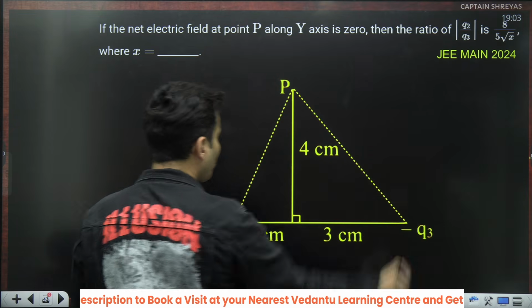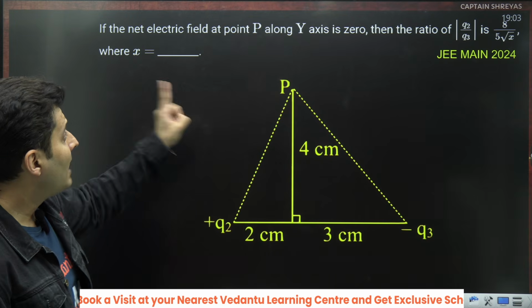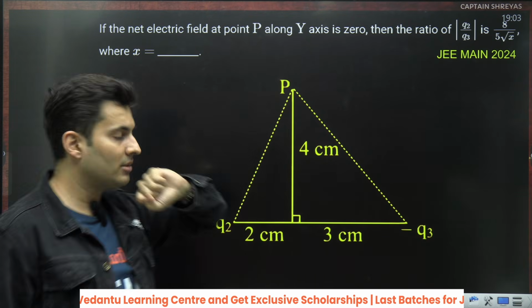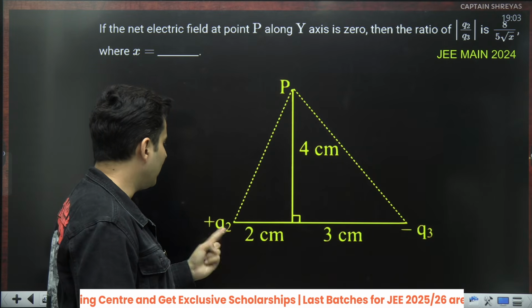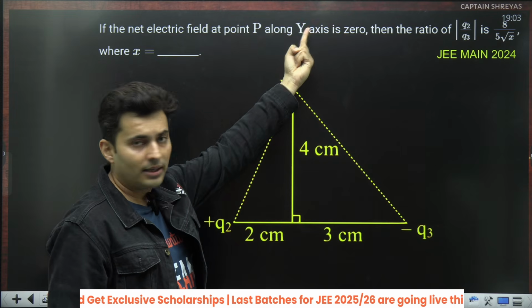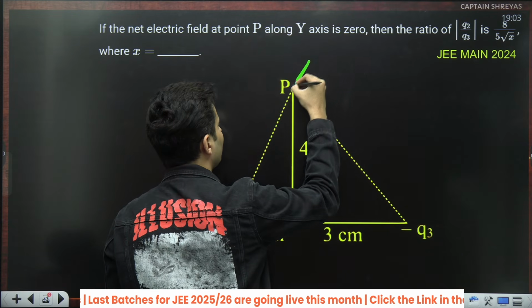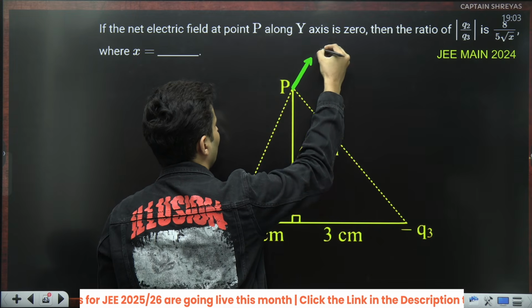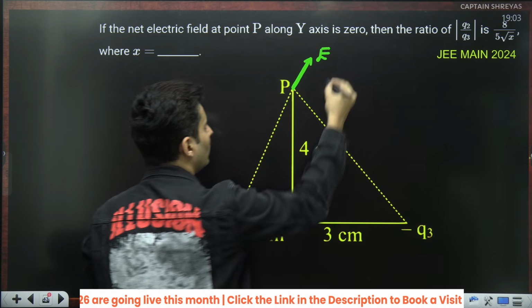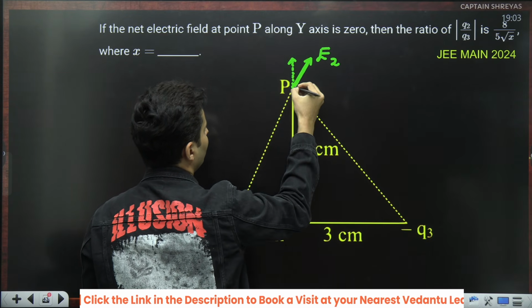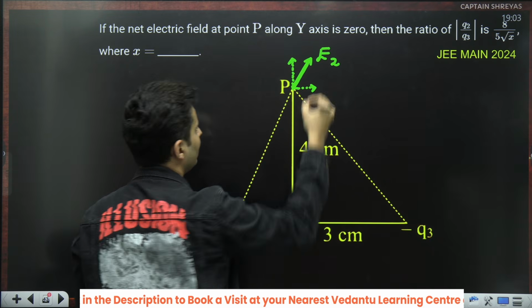Okay, let's see. The net field at this point along the y-axis is 0. See, this charge Q2 will give a radially outward electric field. So when you reach this point, the field will be in this particular direction. This is the electric field due to charge number 2. Obviously, it will have two components, one component here and another small component over here.